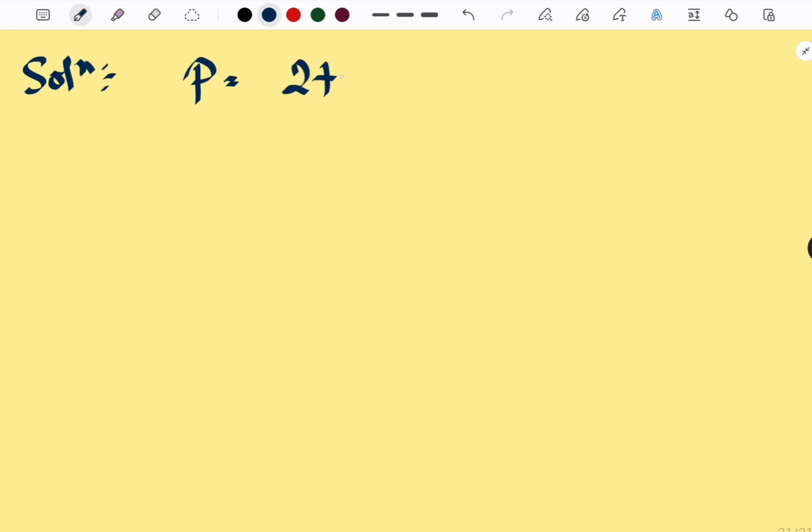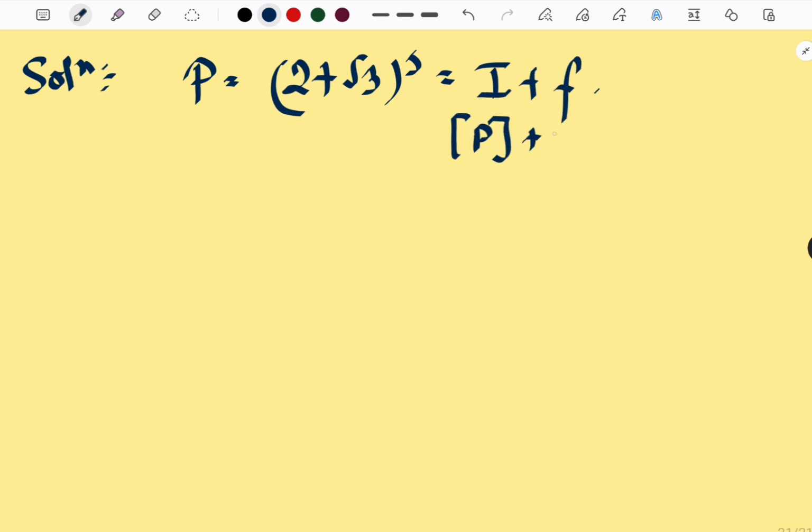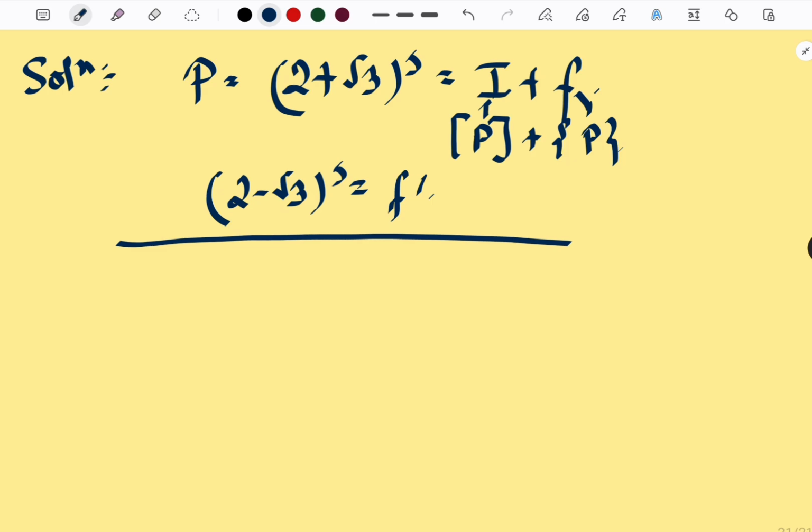P is given as (2 plus root 3) to the power 5, which is obviously equal to I plus f, where I is the integral part of p, the GIF of p, and f is the fractional part of p. So what we are required to consider is (2 minus root 3) to the power 5 is equal to f dash. Add these two up. Why are we adding up? You can look at the previous question to see why we add up.